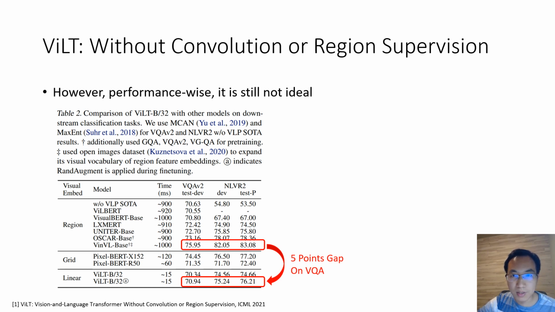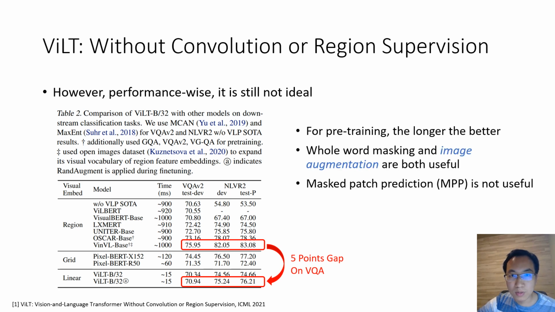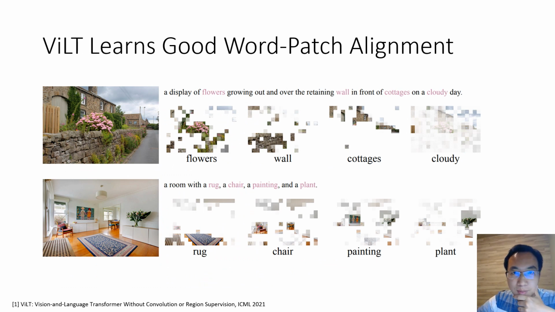Take VQA as a running example. When compared with the SOTA VinVL model, there's still a 5 point performance drop. The authors have also done careful ablation studies, and they have shown that for pre-training, the longer the better. They also show that image augmentation is very useful. For UNITER kind of models, image augmentation is not even possible because the image features are extracted offline. Here is some visualization example. As you can see, ViLT also learns very good word patch alignment.